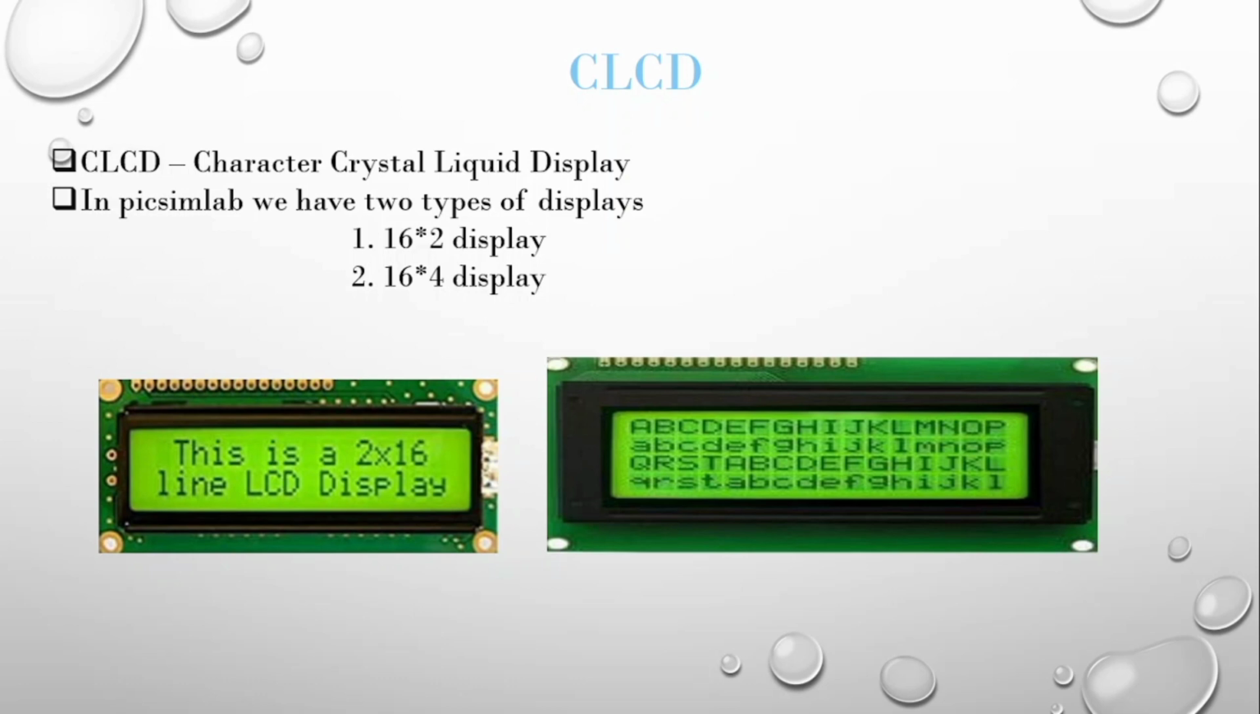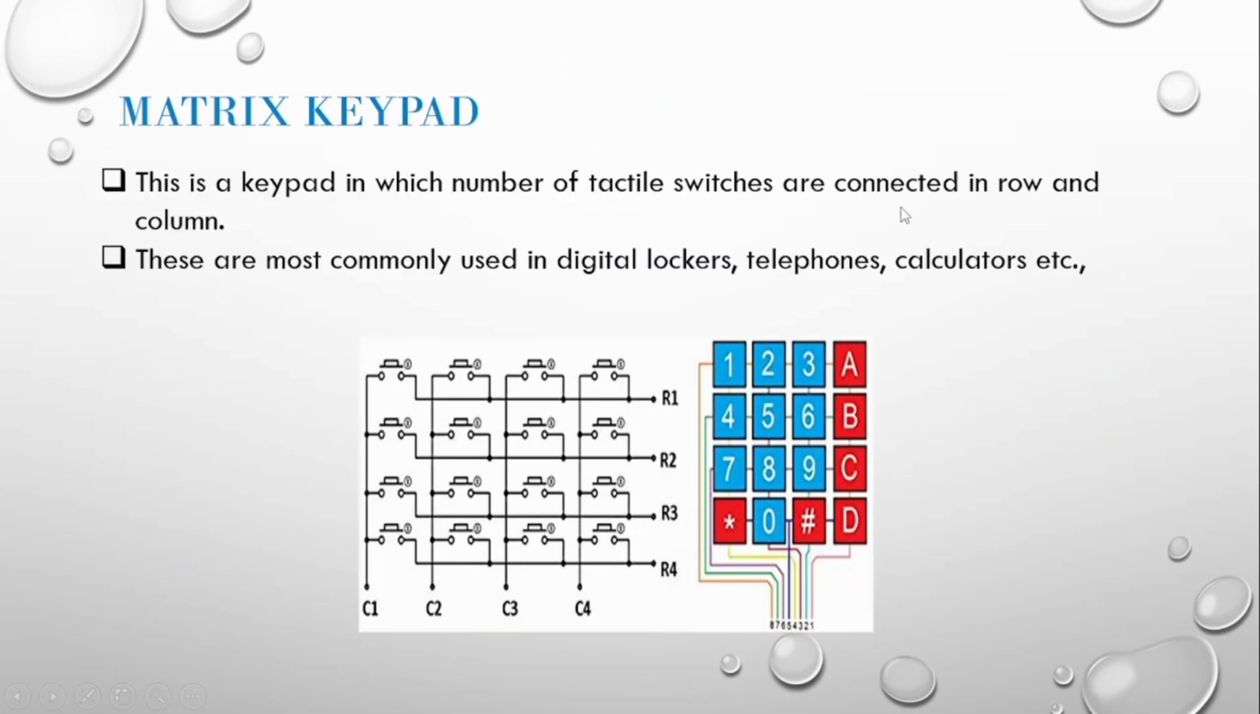CLCD. CLCD stands for Character Liquid Crystal Display. In PiximLab, we have two types of displays, that is 16 by 2 display and 16 by 4 display. 16 by 2 display means 16 characters are displayed in 2 lines. 16 by 4 display means 16 characters are displayed in 4 lines. Matrix keypad. Matrix keypad is a combination of tactile switches that are connected in rows and columns. These are the most commonly used type of switches in digital lockers, telephones, calculators, etc.